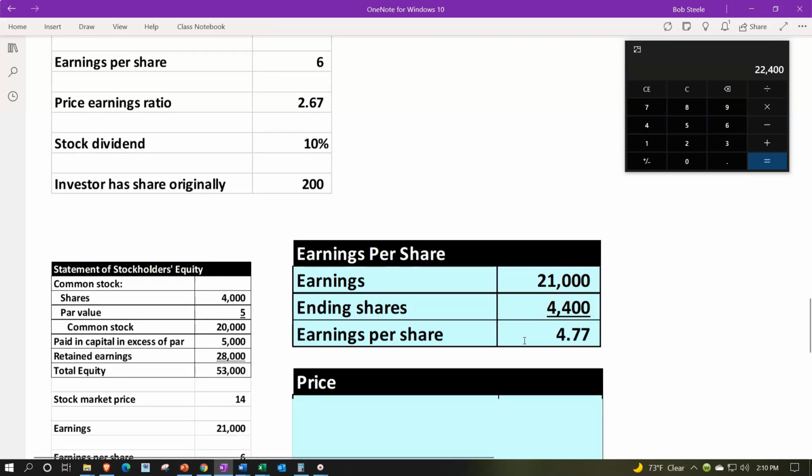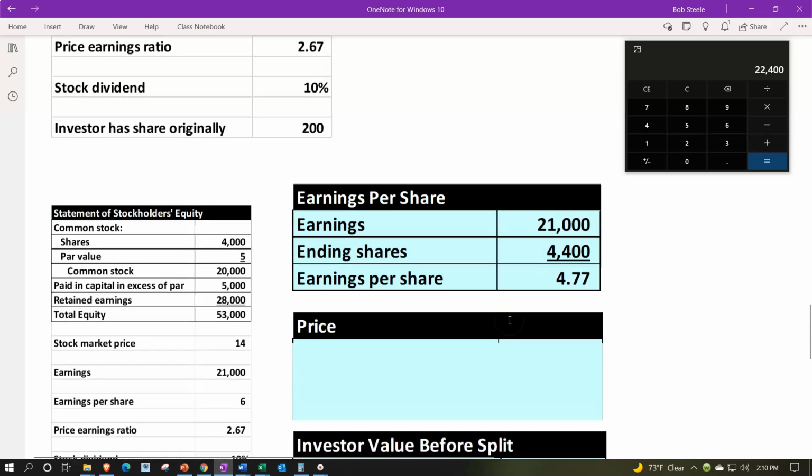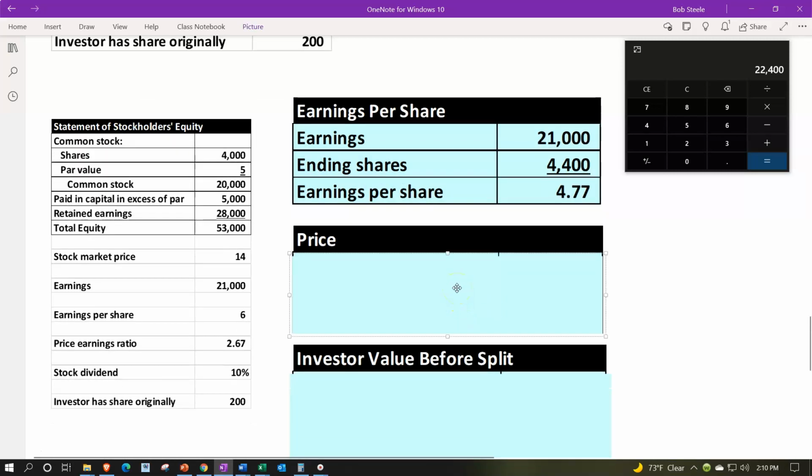Now, the earnings per share, we would expect then to go down because there's no impact on the earnings and we now have more shares out there. But if you are an owner of the company, you would have got an increase in the dividends given the 10% increase. So let's think about the price then. What would happen to the price?